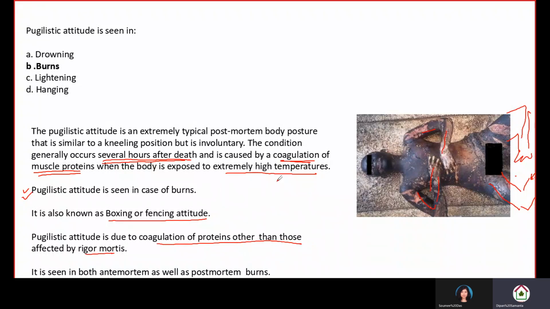Very important point for FMG. So it cannot be used for differentiating antemortem and postmortem burns. Cannot be, because in both the cases pugilistic attitude is present. Okay.